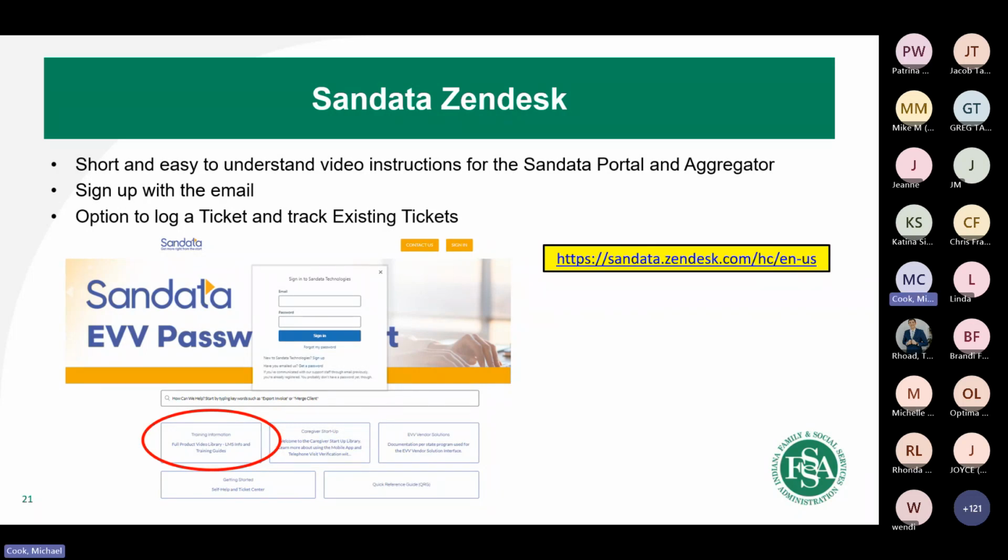I want to turn our attention to customer care in addition and other ways that you can interact both with SAN data as well as Gainwell Technologies to make sure that you are tackling any EVV issues that you might be facing.